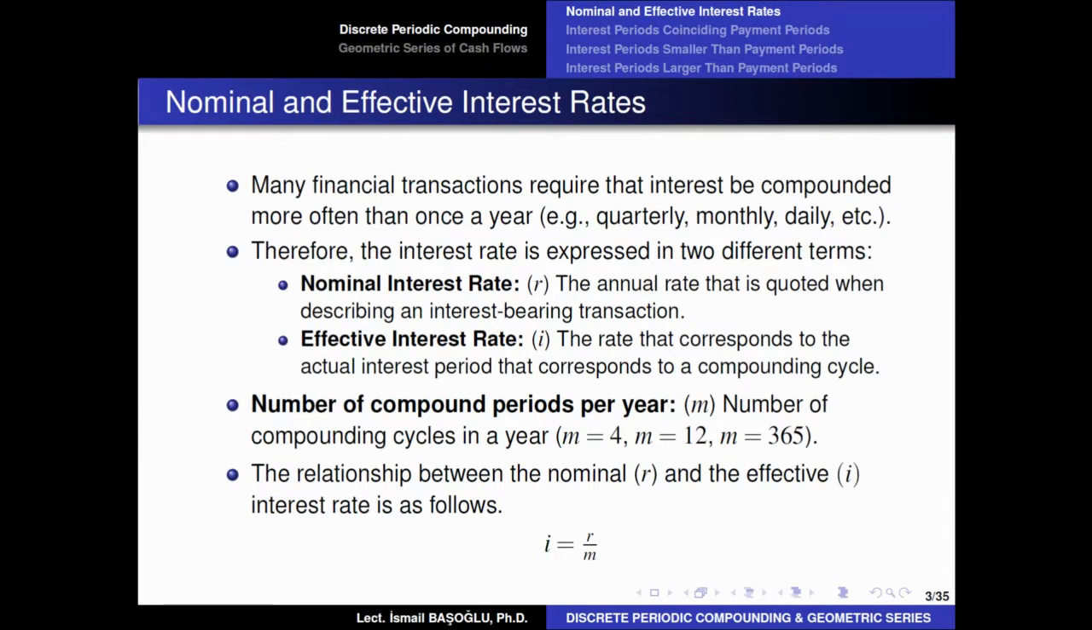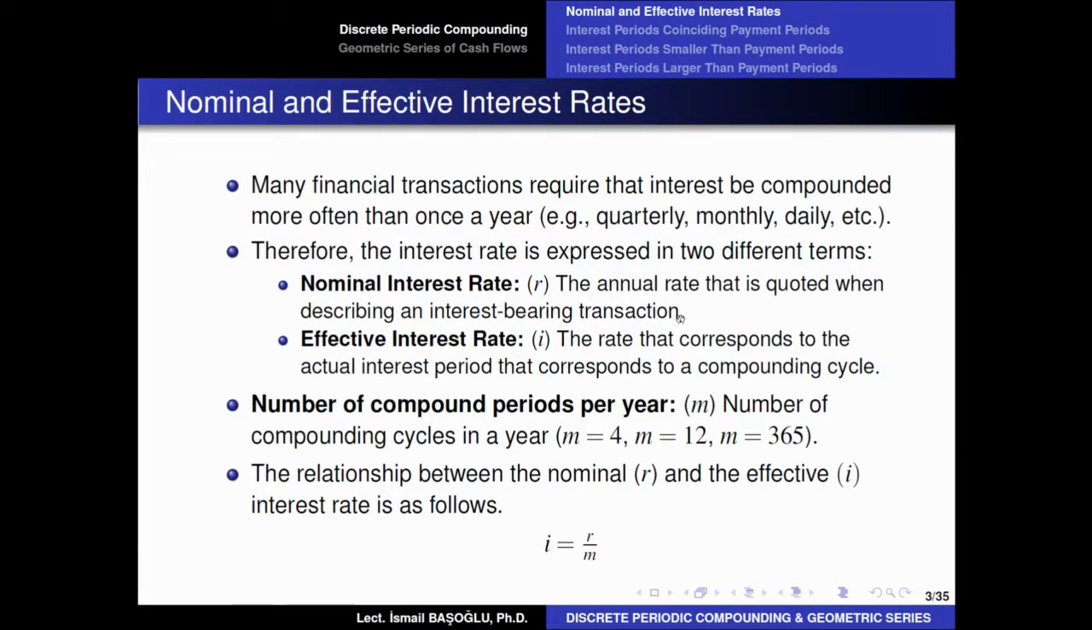Now, because the compounding periods may be different than the pay periods or the cash flow periods, we are going to define 2 new interest rates. To understand the distinction between the effective interest rate and the annual interest rate, the first term is called the nominal interest rate, which is the annual rate that is quoted when describing an interest-bearing transaction.